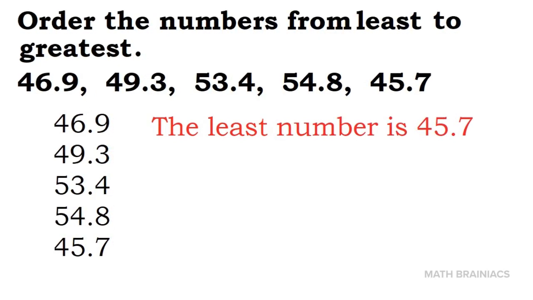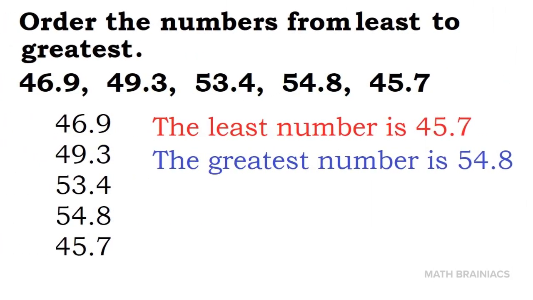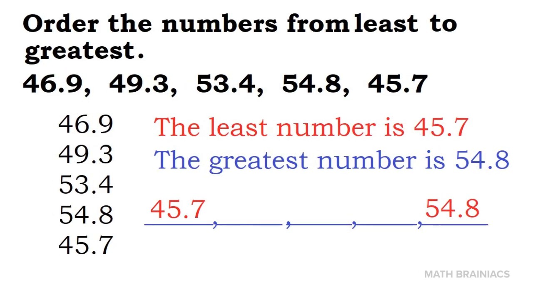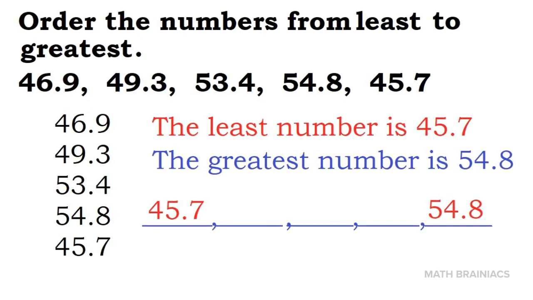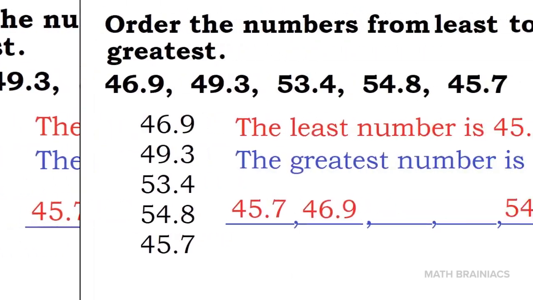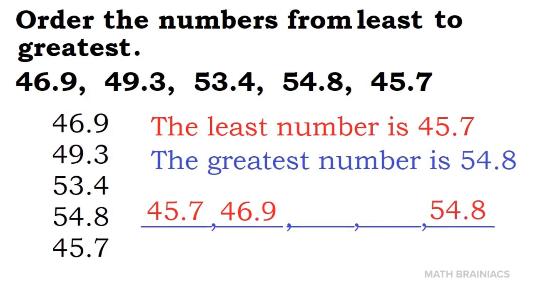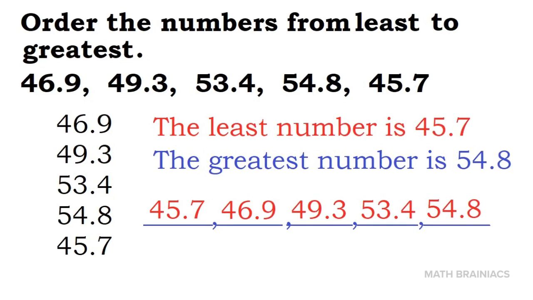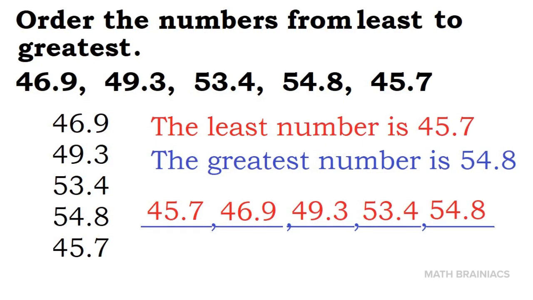Therefore, the least number is 45.7. And the greatest number is 54.8. Consequently, we are going to arrange now the numbers from the smallest to the biggest. Therefore, the first number will be 45.7 and the last number will be 54.8. The next number after 45.7 will be 46.9. And the next number that will follow after 46.9 will be 49.3 and 53.4.